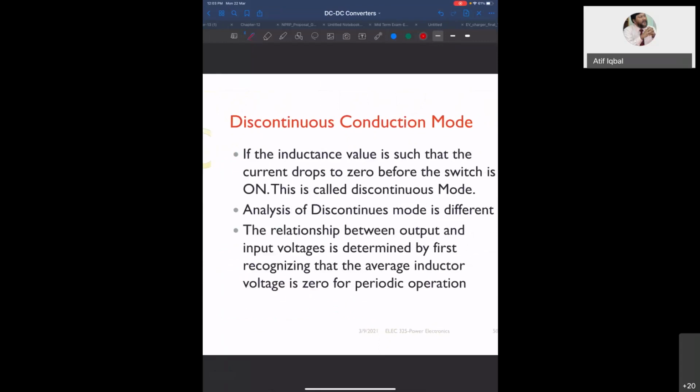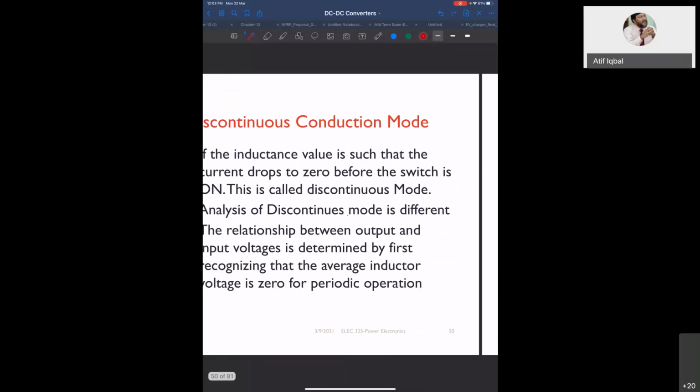Now next is the discontinuous conduction mode. If the inductance value is such that the current drops to 0 before the switch is on, this is called discontinuous mode. Analysis of discontinuous mode is different. The relationship between output and input voltage is determined by first recognizing that the average inductor voltage is 0.